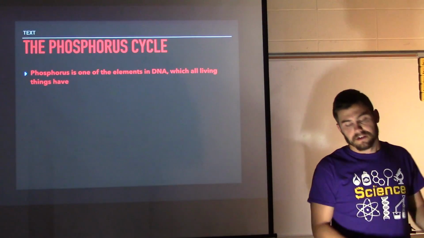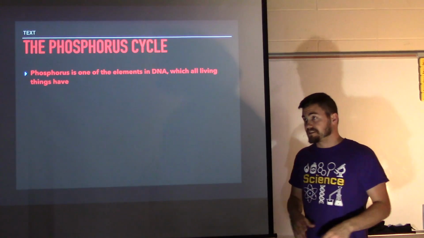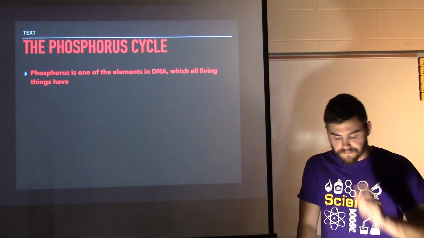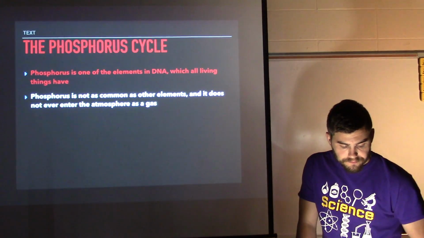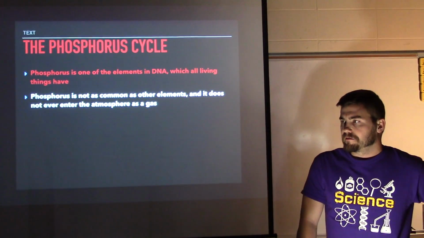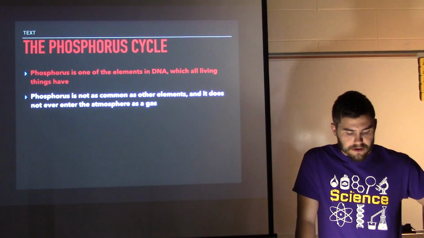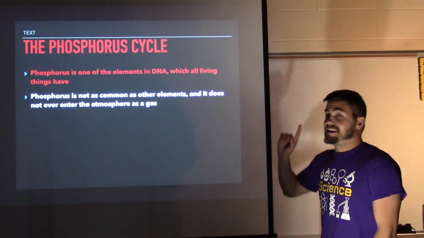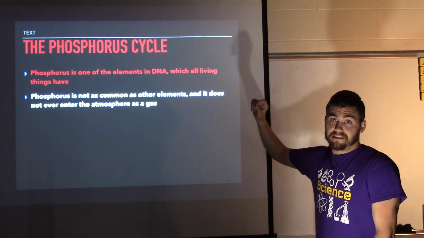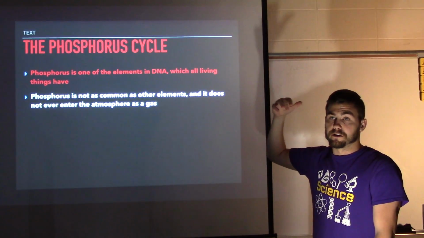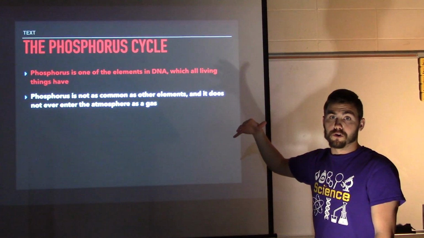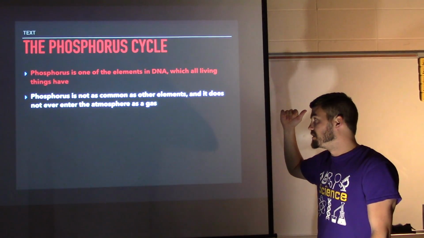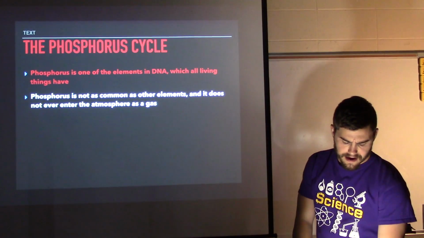All right, phosphorus. Why is it important? It's a crucial component of your DNA, which all living things have. But phosphorus is more rare than the other elements. And the other thing that kind of stinks about phosphorus is it never enters the atmosphere as a gas. So if something can enter the atmosphere, it can spread around the globe very quickly and become evenly distributed. But phosphorus does not do that.